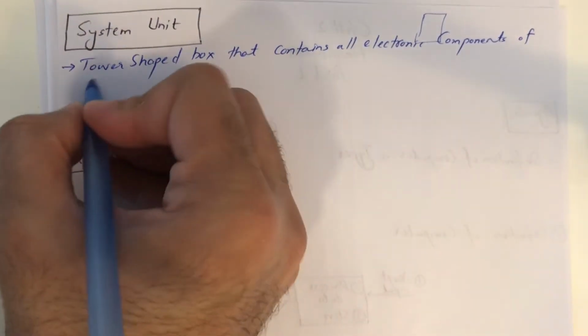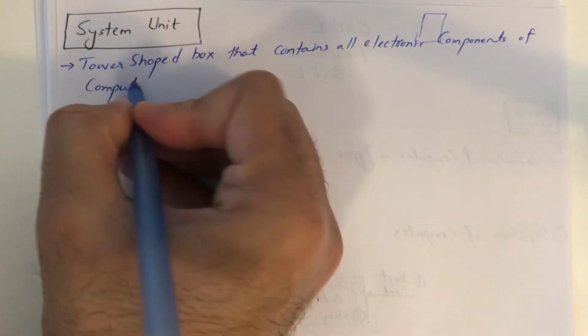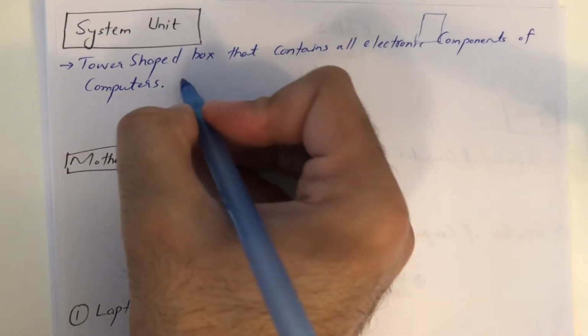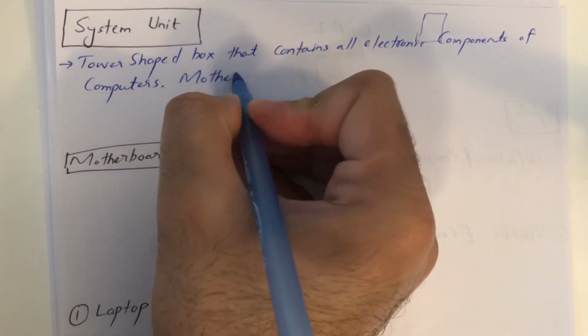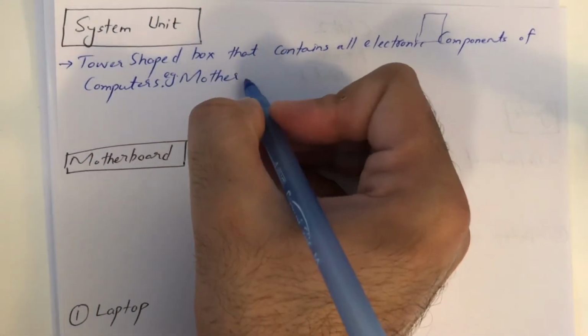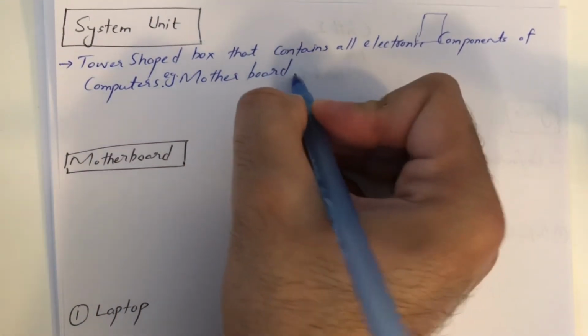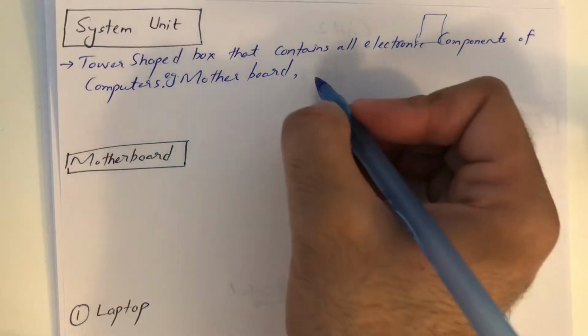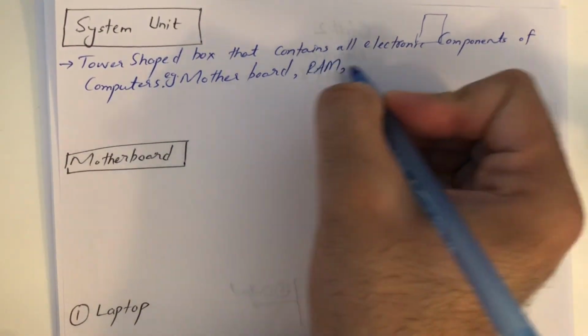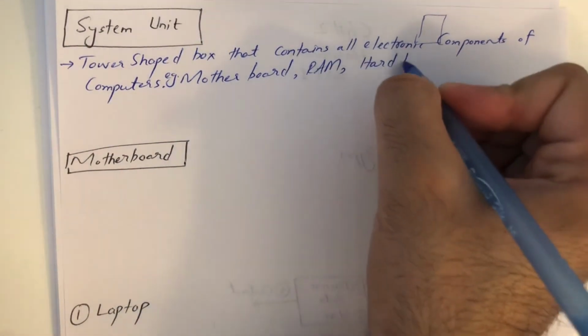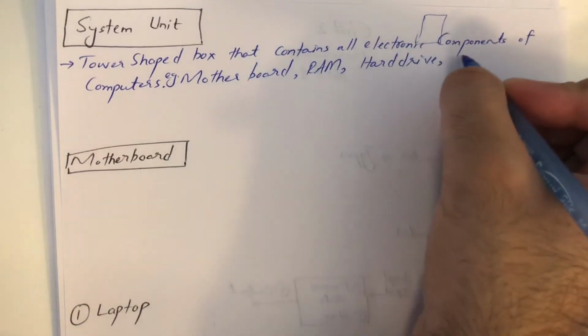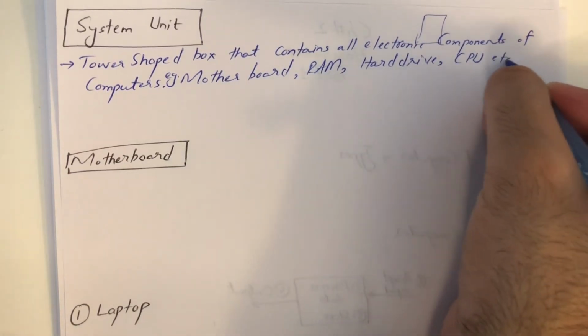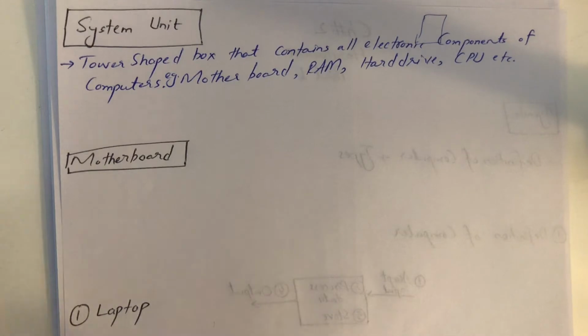Components of computer. And what kind of electronic components? For example, motherboard. It might have RAM, hard drive, CPU, etc. So all the electronic components are basically housed within the system unit.